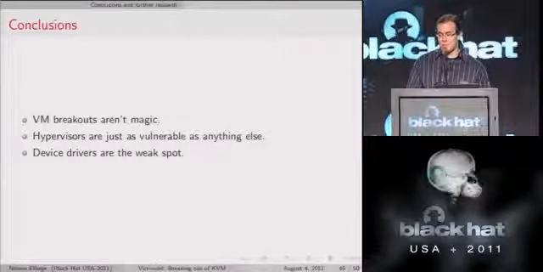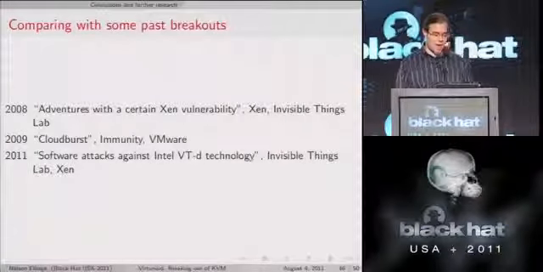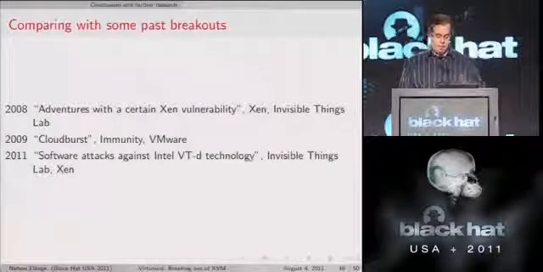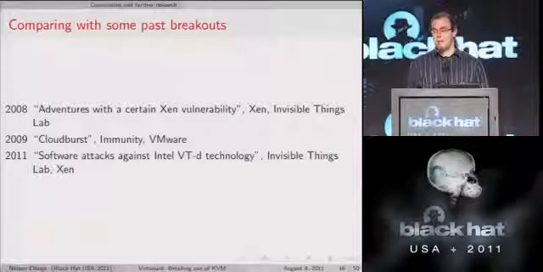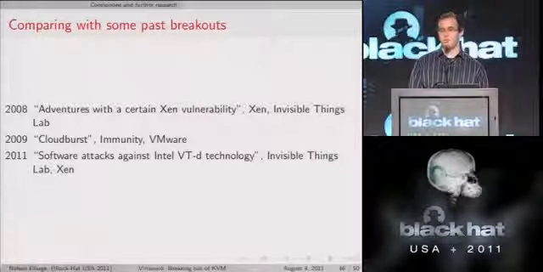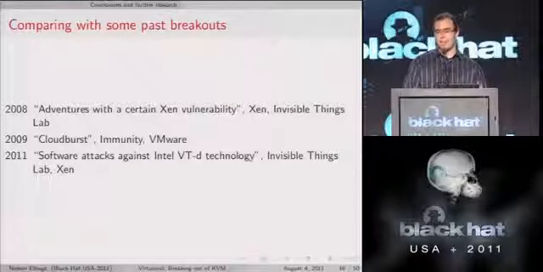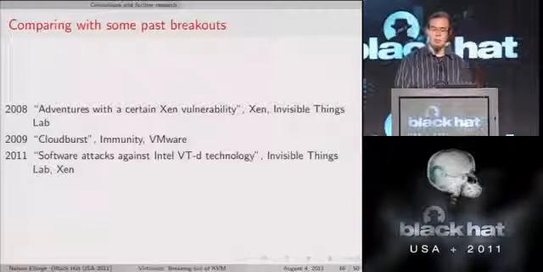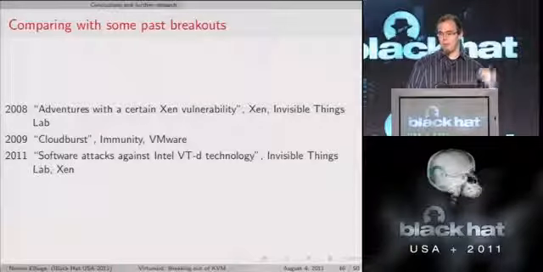And that's where you're going to find your bugs. And if we look at some past breakout attacks, Invisible Things Lab in 2008 published this paper called Adventures with a Certain Xen Vulnerability, where they took a Xen bug and showed how to weaponize that into a full escape. That was a simple integer overflow in the Xen virtual frame buffer, classic bug type. They did some of the similar techniques that I do, ROP, ret to libc, get mprotect, etc.